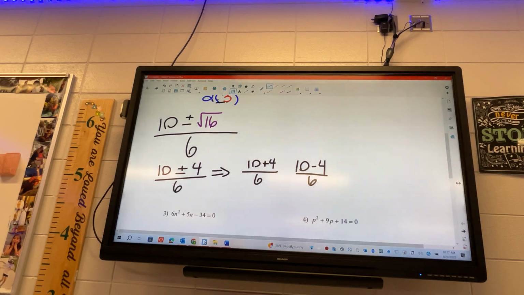So hit your fraction button, do it on your calculator. Hit your fraction button, and you're going to say 10 plus 4.